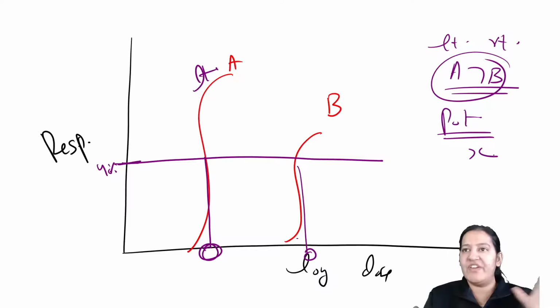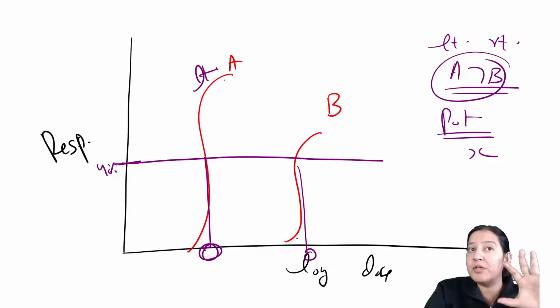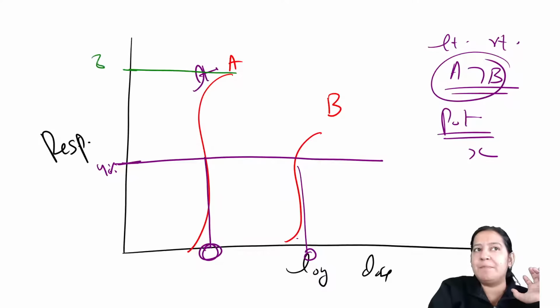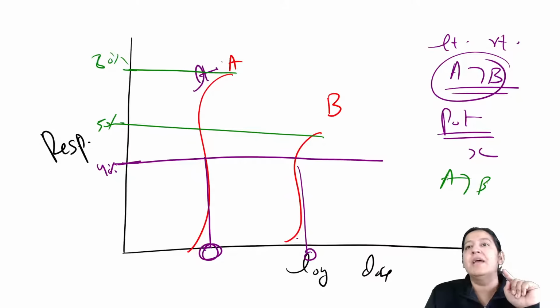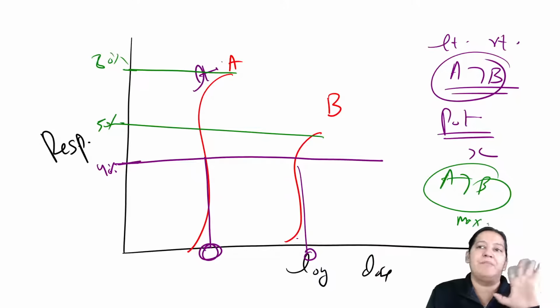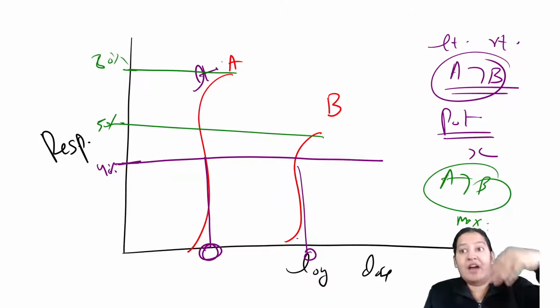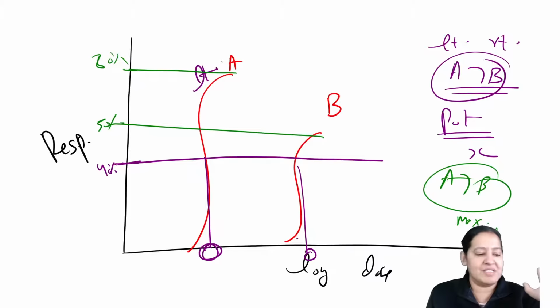Let me talk about efficacy. Efficacy is the maximum response produced by the drug. So A is producing 80% and B is producing 50% of the response, you can see. So A is more efficacious than B. It is the maximum response which the drug can produce, right? So the taller the graph, the more efficacious it is, measured on the y-axis.